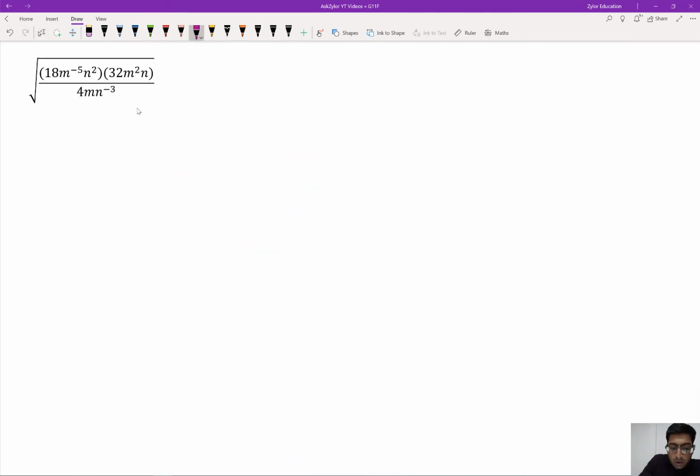And this is the last example. So again, we're going to deal with it the same way. So first we're going to take the square root and think of it as power of a half. And inside, we're going to work with the numerator and denominator separately first, and then we're going to combine. So 18 times 32 is 576. m to the negative 5 times n squared gives us m to the negative 3. n squared times n would give us n cubed, so that's 2 plus 1. And in the denominator, we have 4m n to the negative 3.